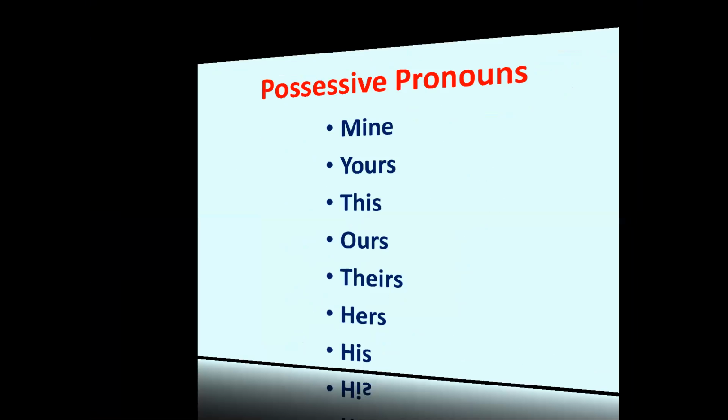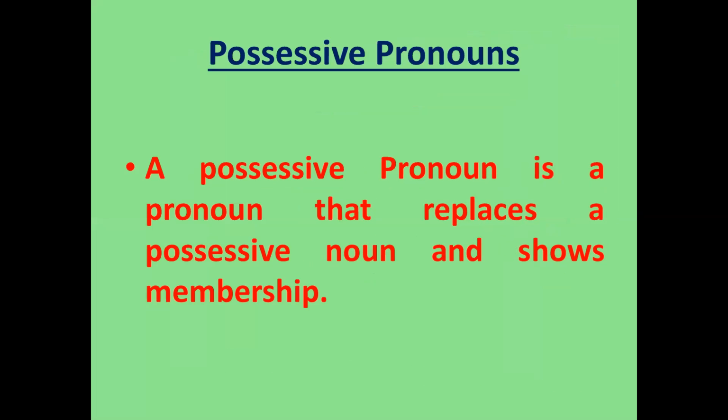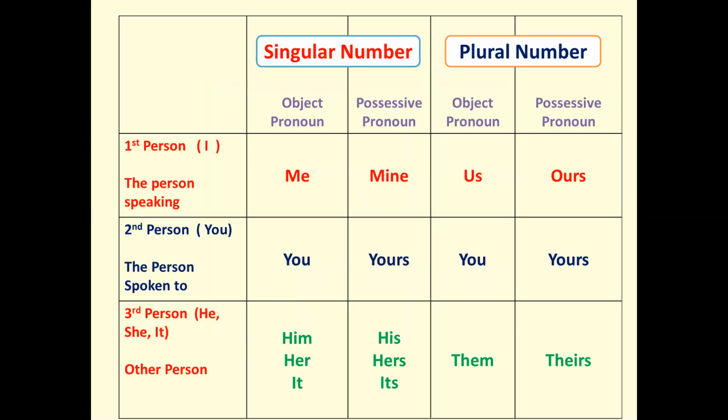Let us understand the definition of possessive pronouns. A possessive pronoun is a pronoun that replaces a possessive noun and shows membership. A possessive pronoun is a pronoun that replaces a possessive noun and shows membership. So let us understand the table here. It's very important we should know how these pronouns are changed into possessive pronouns. So my dear students, here I have given you a table. See here, we can understand.